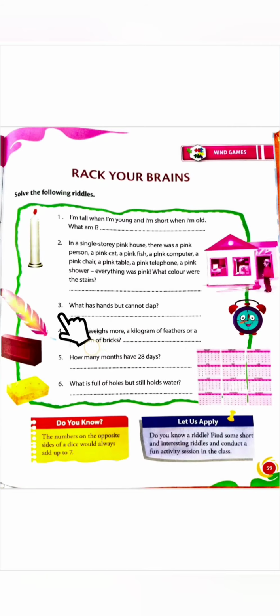Now, question number 3. What has hands but cannot clap? Write a clock. Number 4. Which weighs more, a kilogram of feathers or a kilogram of brick? But kids, both are equal because here it is asking about weight, right? So the weights are equal, 1 kg. So both are equal weight.